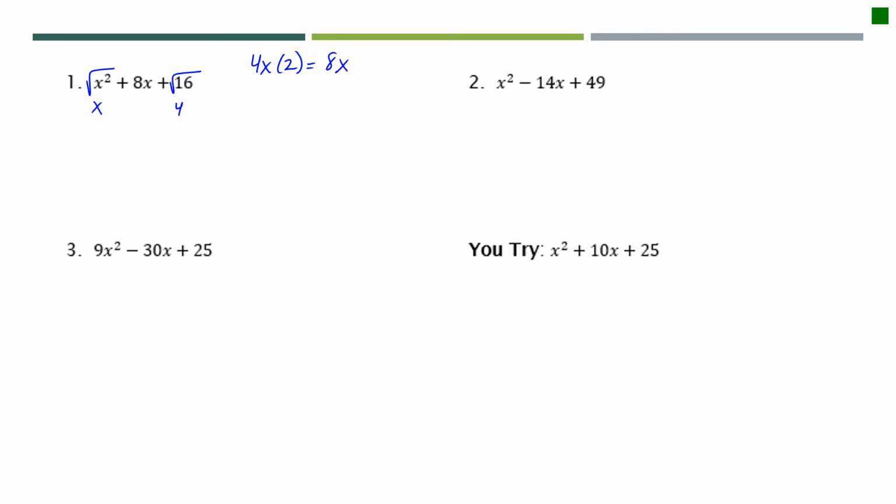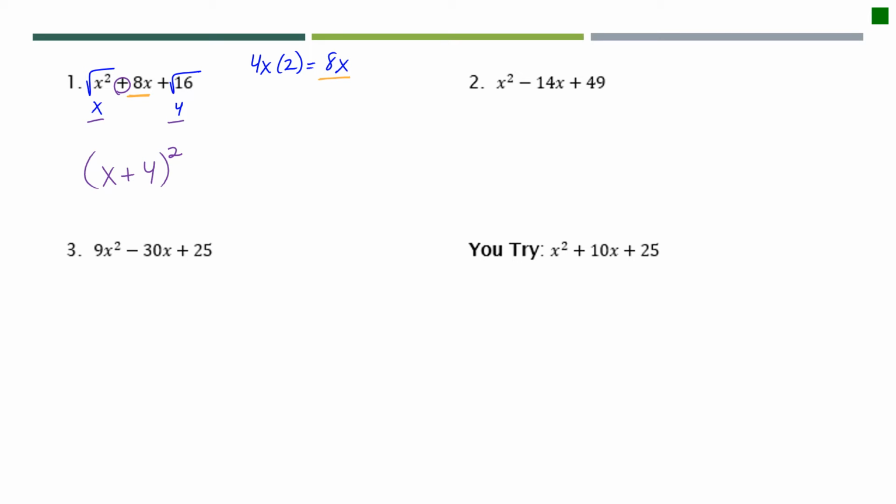So now you just have to check, does 8x match with the middle of your trinomial? And it does. So what that means is that this is a perfect square trinomial, so we can use the shortcut. The shortcut is to take the two things that I used, my square root of the first and the last term, I use x and 4. I use the sign from the middle term, and then it's squared. So that's my final answer.